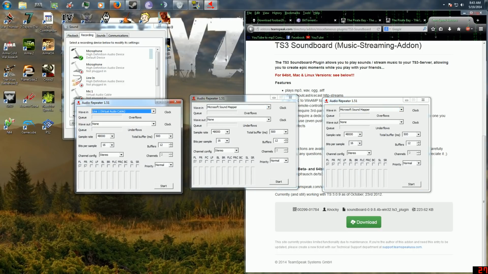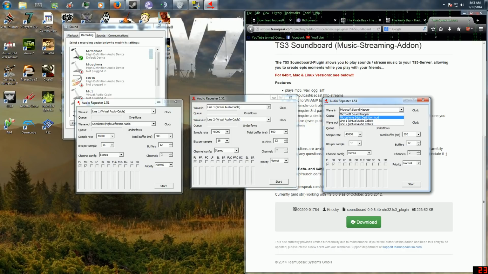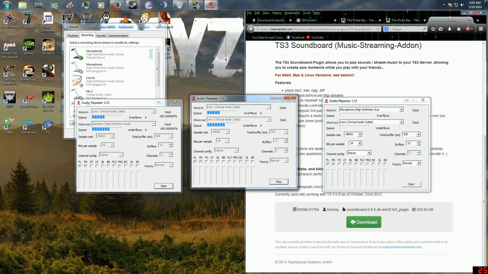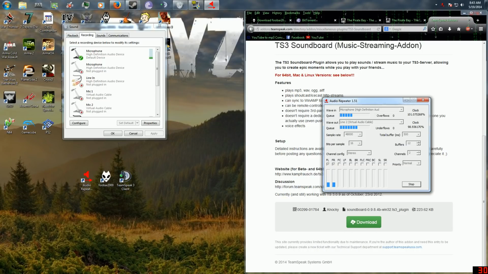First one, line 1, speakers. Second one, line 1 to line 2. Third one, microphone to line 2. Start all 3 of them. Once you got those started, just minimize them. You don't need them anymore.